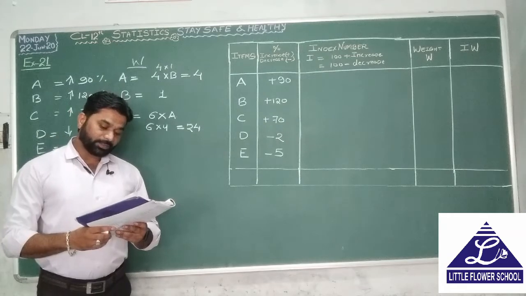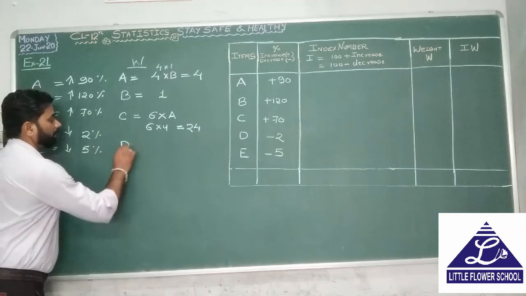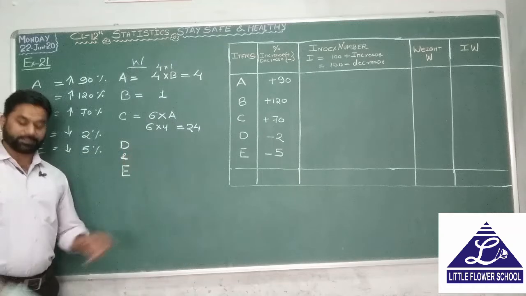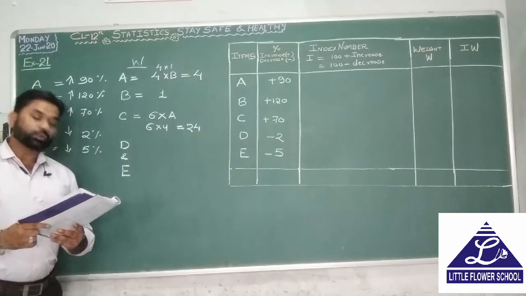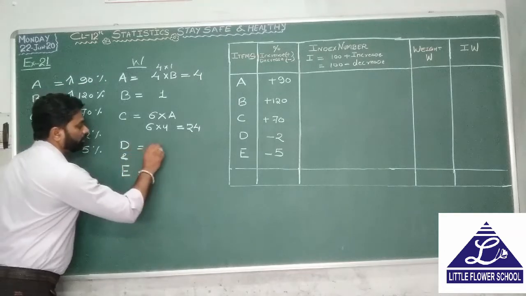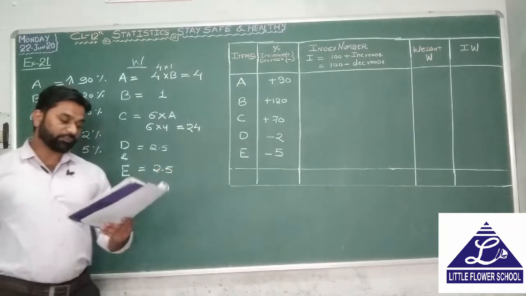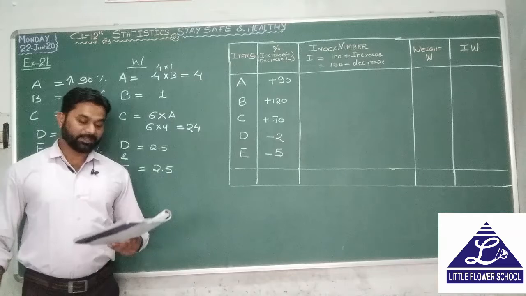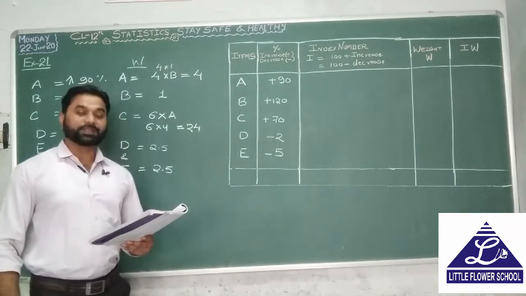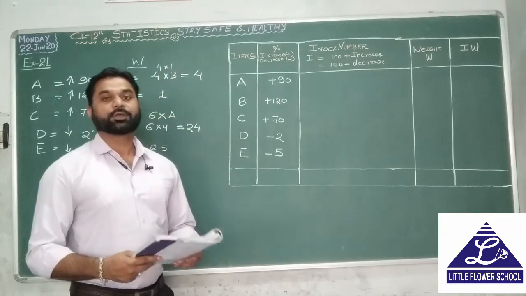Then the importance of D and E: both D and E are 2.5 times, that means 2.5 and 2.5. Now, compute the general price index number of the year 2015 for all the 5 items. So, let's start.